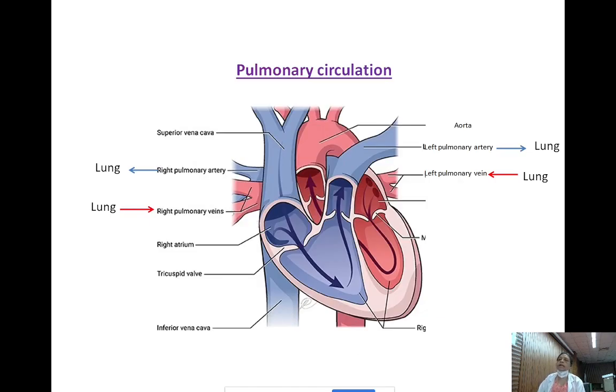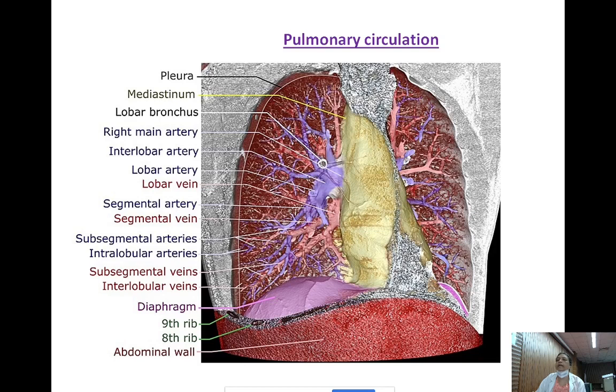So here I have already shown you the pulmonary circulation. Superior vena cava, inferior vena cava, right atrium, right ventricle, pulmonary trunk. Then through the pulmonary artery it will go to the lung, oxygenated, and the pulmonary vein will drain into the left atrium. Okay. And then to the left ventricle. So that is the pulmonary circulation.